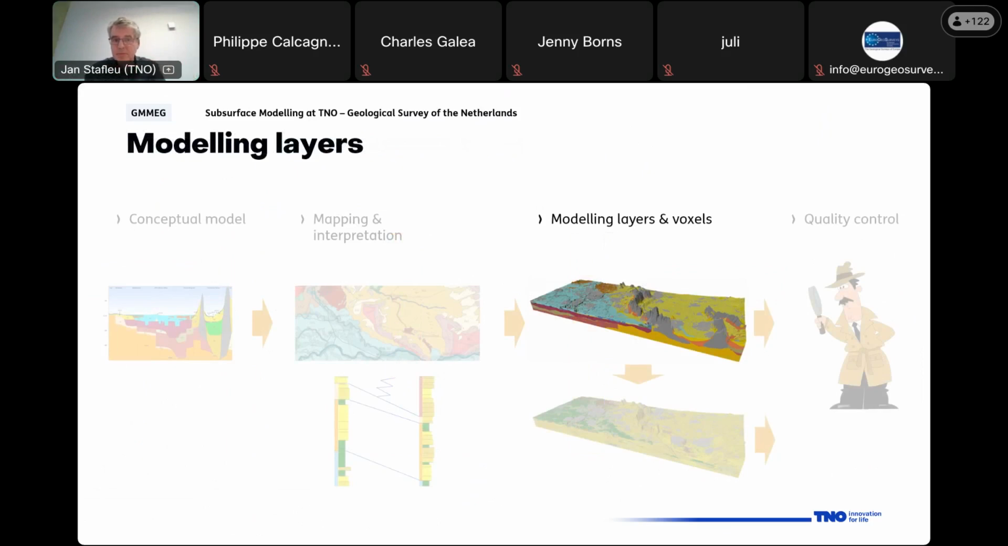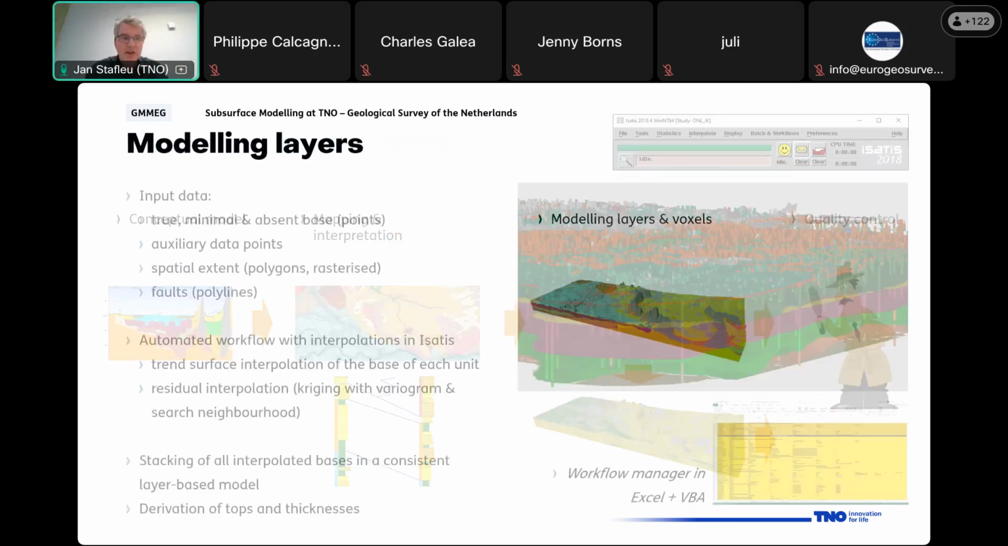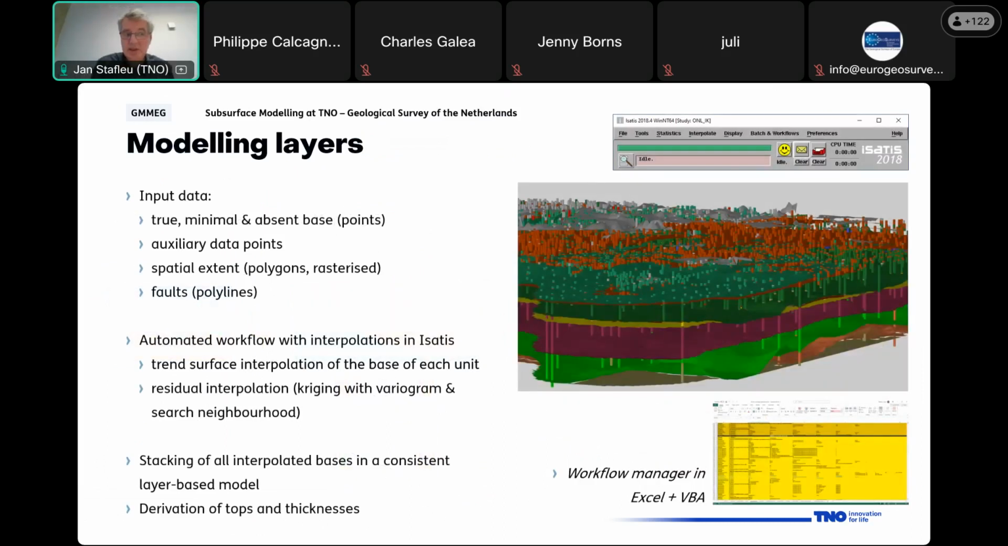So the next phase is modeling layers and voxels. And modeling layers as an input has, of course, the true, the minimal, and the absent base that we have in the boreholes. We also use auxiliary data points. Those are data points in areas where we have a lack of real data, or maybe very complicated areas in which we need some additional data to model the complicated geology that we know exists over there. We use, of course, the spatial extent, so the areas where we know the stratigraphical unit exists, and there are the faults.